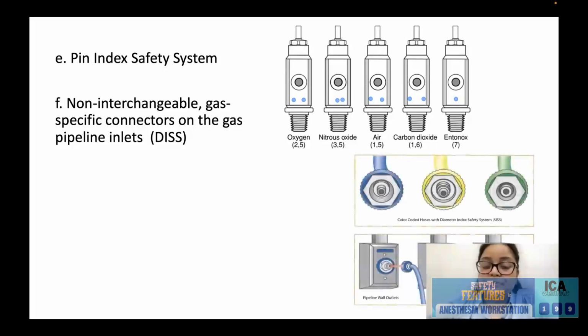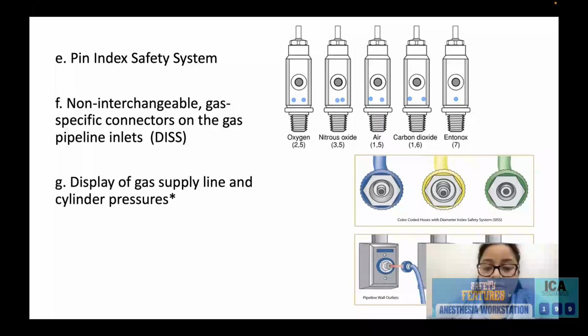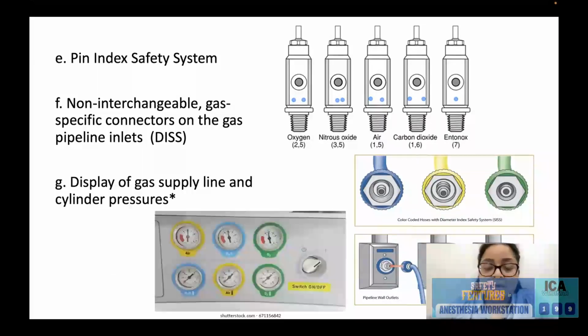Then comes another safety feature, which is also known as the diameter index safety system. It is a non-interchangeable gas-specific connector on the gas pipeline inlet, and these connectors are needed to prevent attachment of the incorrect gas delivery hose to the machine. So this is the diameter index safety system.